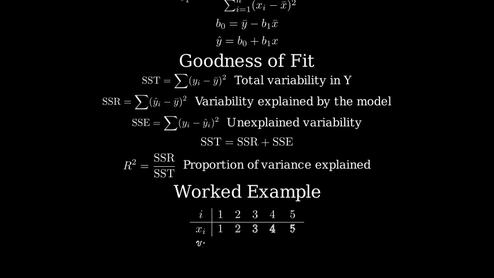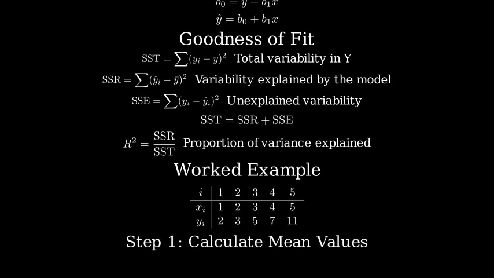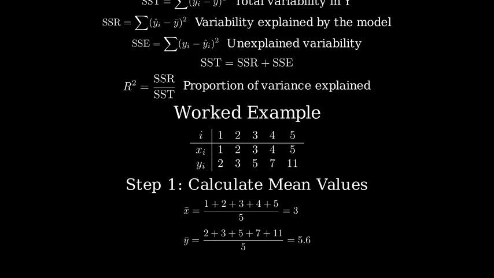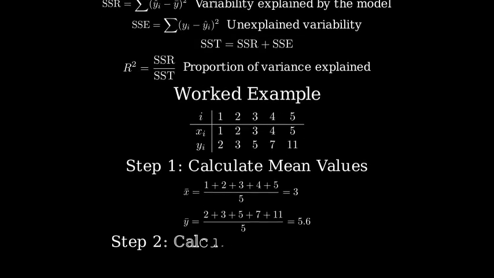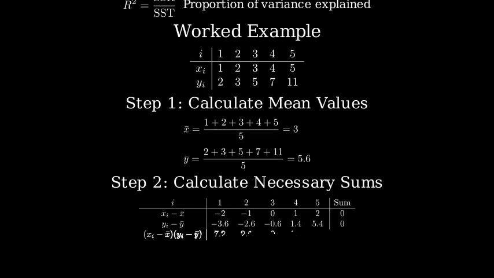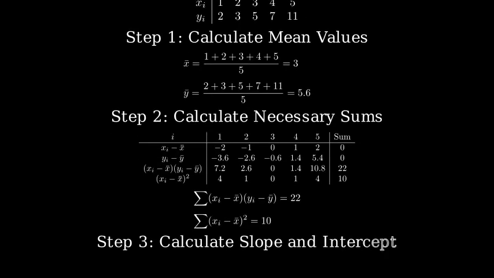We'll use a small data set with 5 data points. First, we calculate the mean values of x and y. The mean of x, x bar, is 3. The mean of y, y bar, is 5.6. Next, we need to calculate the sum of products of deviations and the sum of squared deviations of x. We find that the sum of products of deviations equals 22, and the sum of squared deviations of x equals 10.